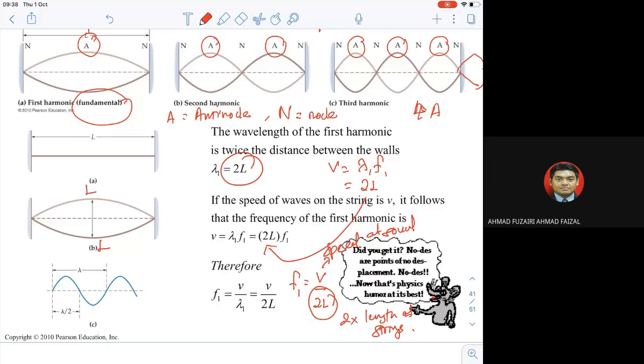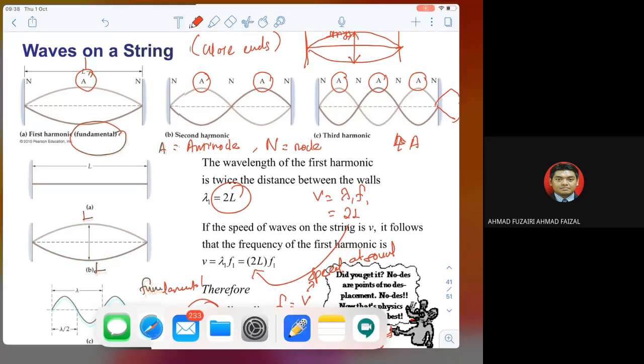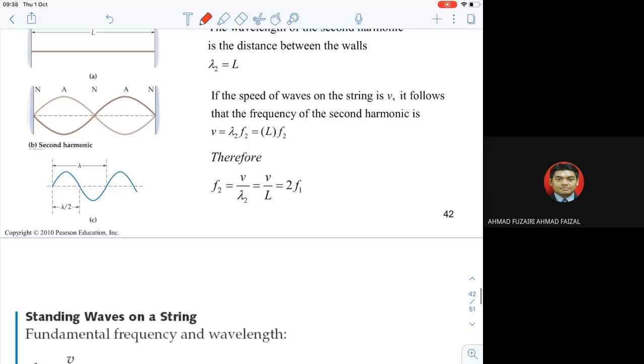Okay, so that should be the first harmonic frequency, because this one is only for the fundamental. What if you want to find the frequency for the second harmonic, for the third harmonic? So how to do that, right? So we need to use these equations, right?